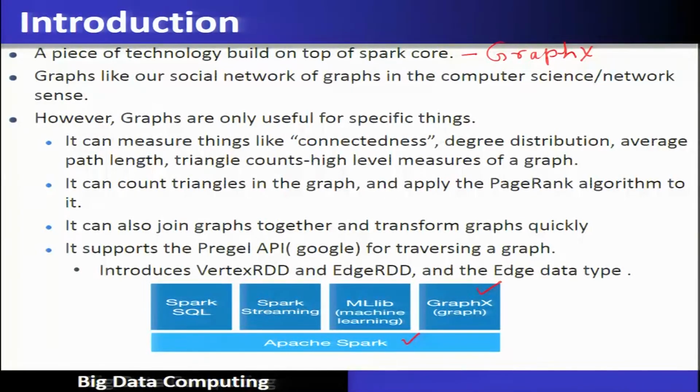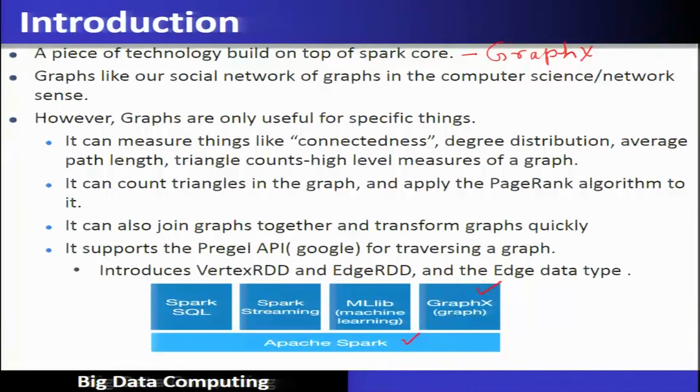The graphs can also count triangles in a graph, which will tell about the cohesiveness properties within a particular scenario. And we can apply the PageRank algorithm to the graph to find out the ranking of the nodes. PageRank is a well known algorithm given by Google to find out the most relevant web pages which a user wants at a particular instance of time. So, for any search engine, this PageRank algorithm is heavily used in the web graph. It can also join graphs together and transform the graph quickly. We will see this aspect of transformation and joining of graphs to solve various problems in the further slides.